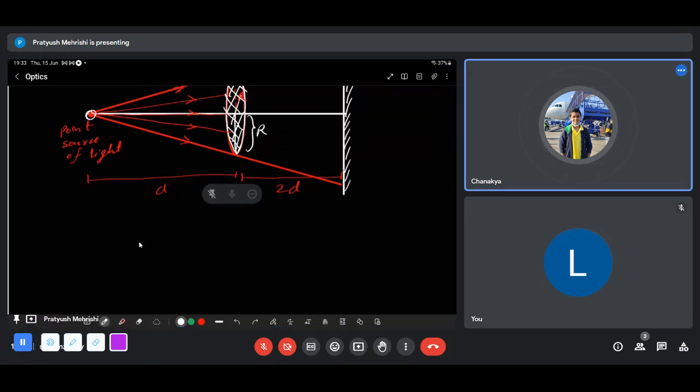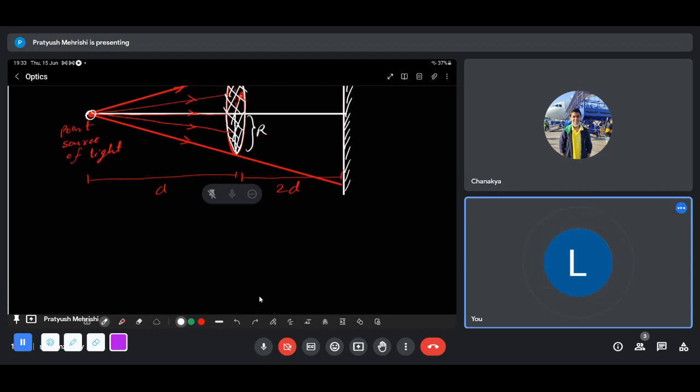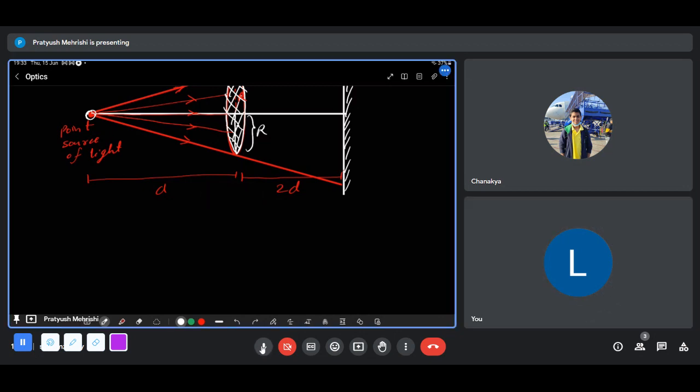Sir, can you explain it, sir? Yes. What is the answer? So we can say 4/7 hours. No. The answer is 9 pi r square. How is it 9 pi r square?